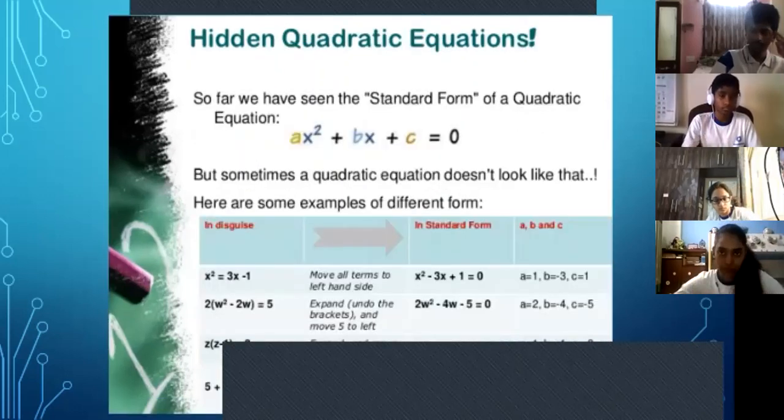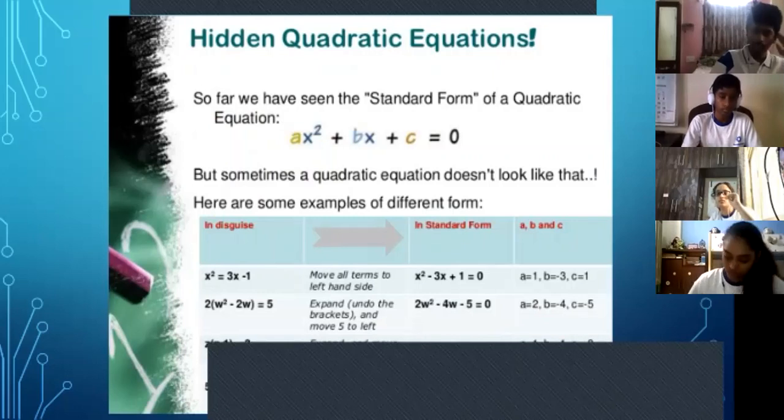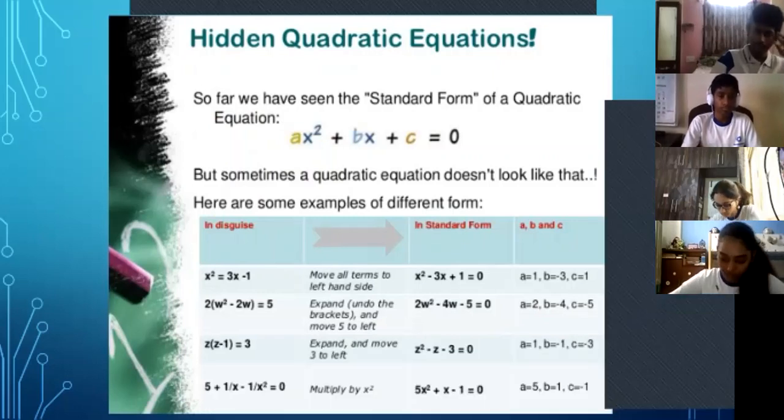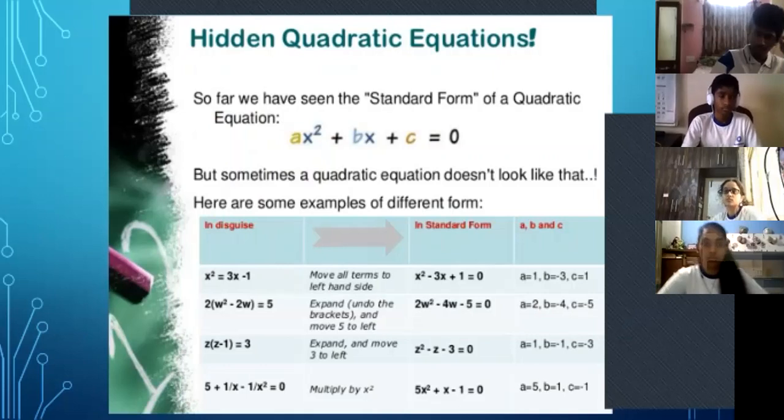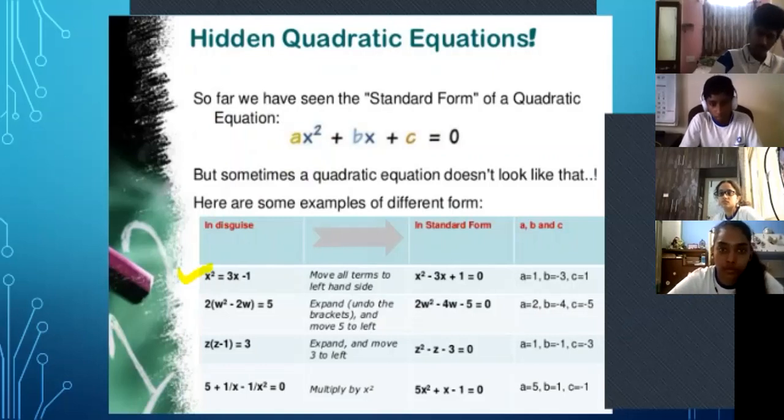Now, there are certain hidden quadratic equations. So this is perfectly fine: x square is equal to 3x minus 1. If you compare it with ax square plus bx plus c is equal to 0, you will get a as minus 1, b as minus 3, and c as 1. Perfectly done. What about this type of equations?